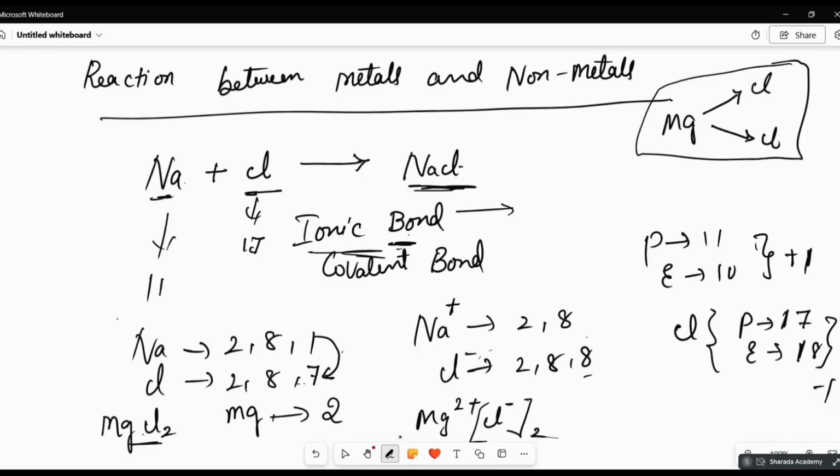My school teacher. See here also it is there, see? Open the textbook and see. It is there. Mg2+ and Cl-, with 2 electrons like this. Okay, understood now? Like this it happens. Clear? This is the ionic bond.